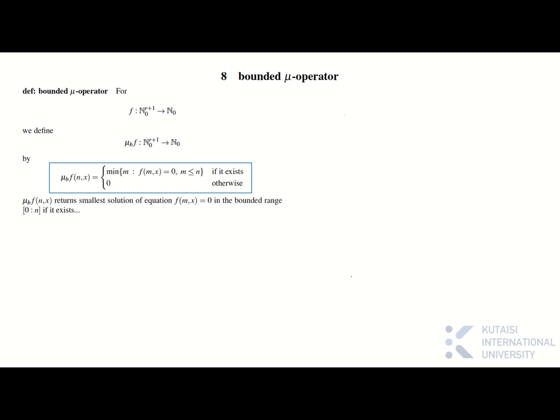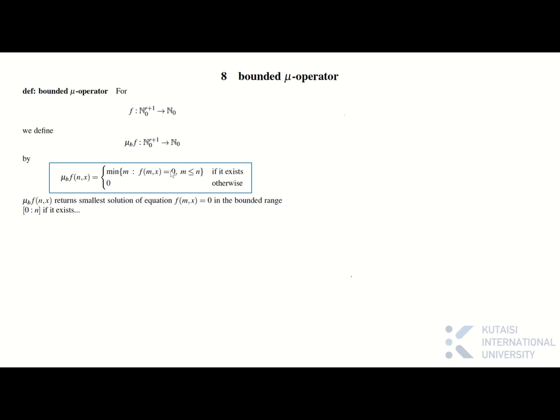So our next step was to expand primitive recursive functions. The first step towards expanding it is defining a bounded mu operator. So what is a bounded mu operator? You have a function with r inputs and one output, and you create a new function. What does this function return? Well, it plugs in for the first variable. This is how it's defined here.